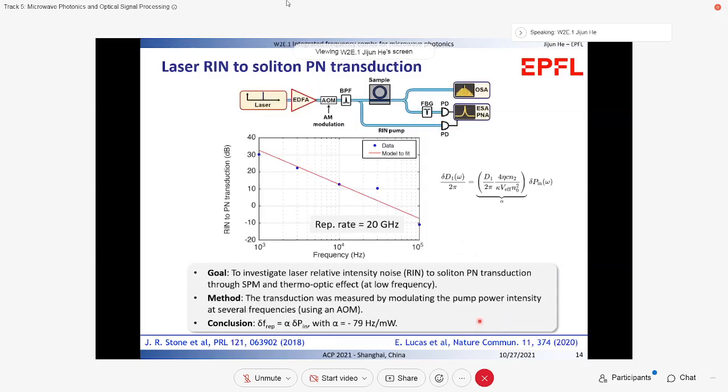Second, we investigate the laser relative intensity noise to soliton phase noise transduction. The measurement setup is shown here. The pump power of the laser is modulated by an AOM with a certain frequency, which will create a calibration tone in the soliton phase noise spectrum, so that we can calculate the RIN to soliton phase noise transduction at different frequencies, as shown in this figure. It follows a slope, which can be described by this formula. The conversion efficiency alpha is calculated to be 79 Hz per milliwatt.